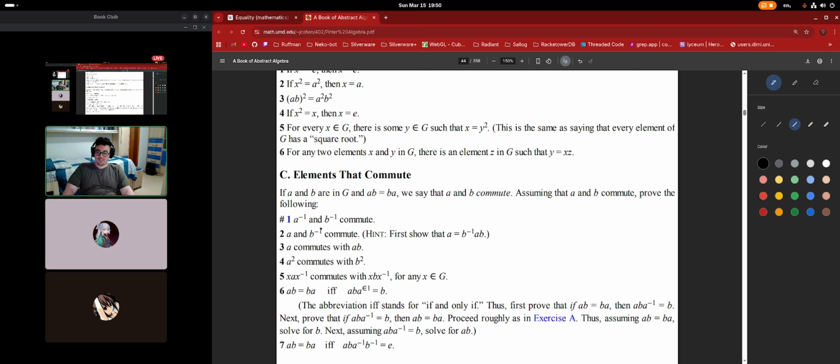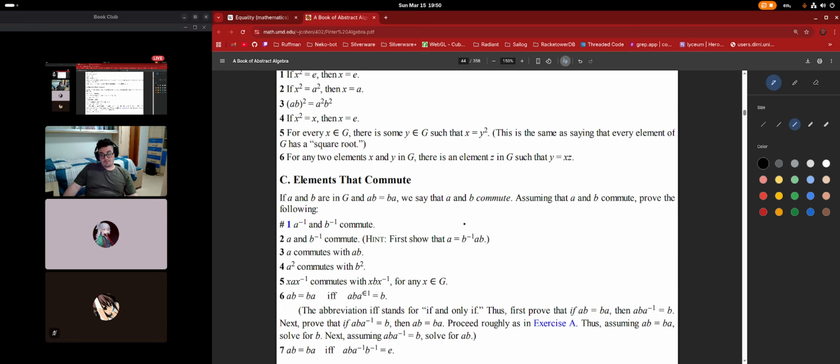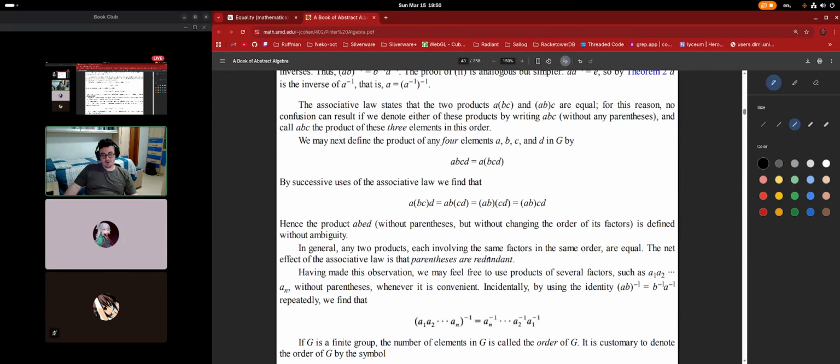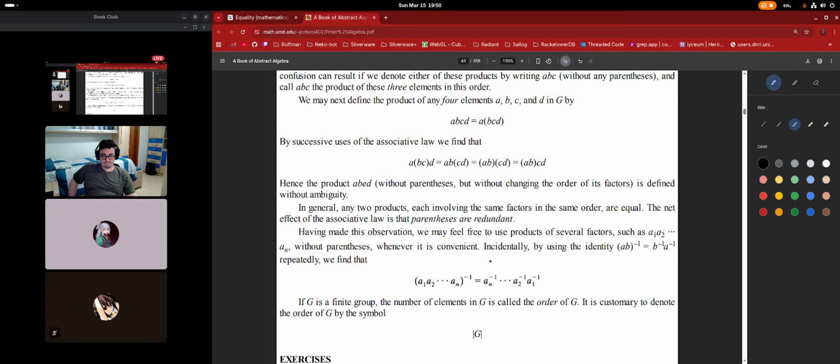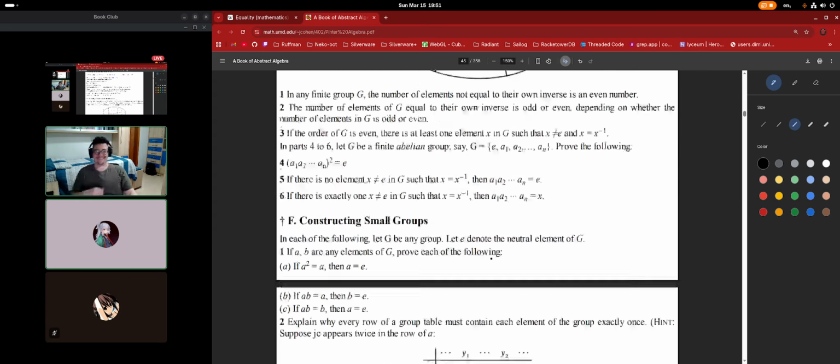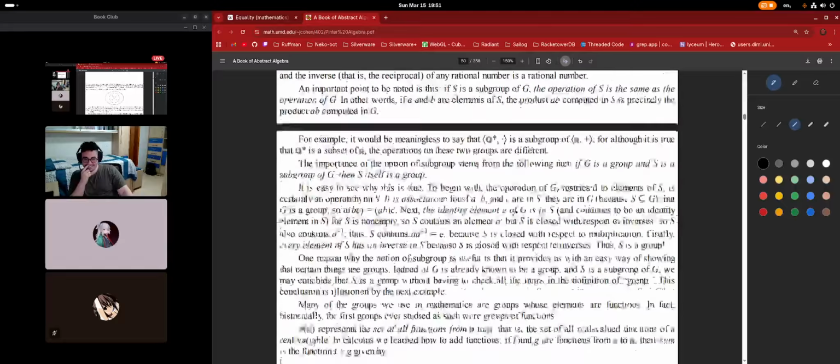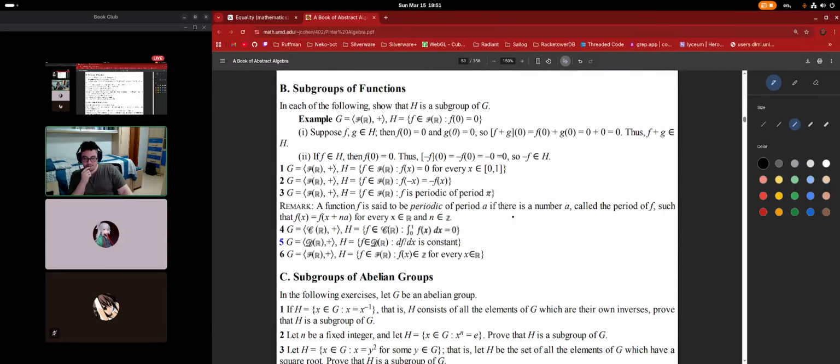Okay, here. If A and B are in G and they commute, assuming that A and B commute, prove the following: the inverse of A and the inverse of B also commute. Well, using that proof, I think we got it, but if you don't want to use that, what are you gonna do? You would have to basically reprove it. There's no way around it. You have to prove that the inverse commutes.